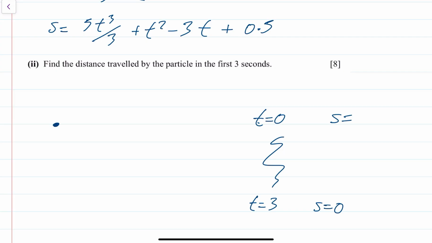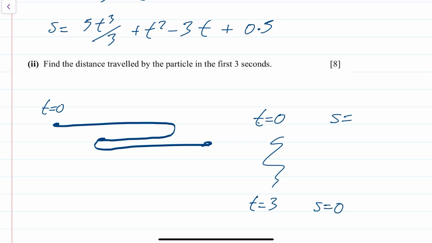Because you imagine it's maybe here, and it moves out a certain distance, maybe comes to rest, and if it comes to rest, it goes back on itself, maybe comes to rest again, then goes forward, and that's maybe where t is equal to 0, and t is equal to 3 is where it ends up. But what you need to do is find this distance, and this distance, to find the total distance travelled.